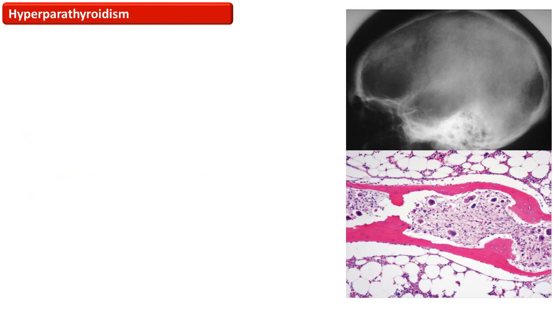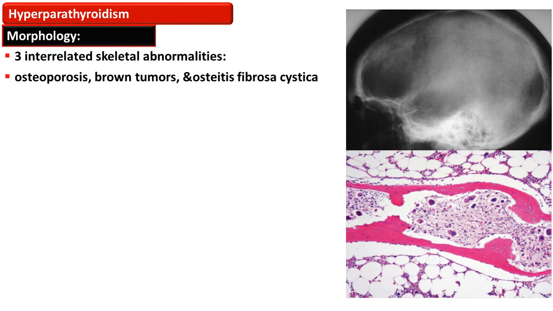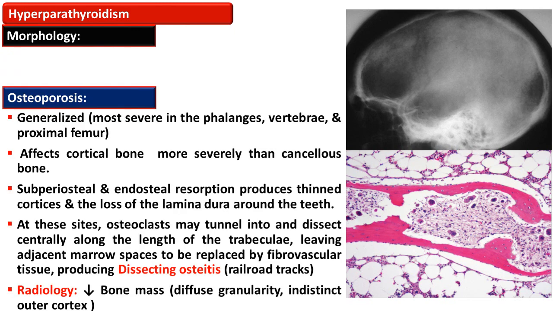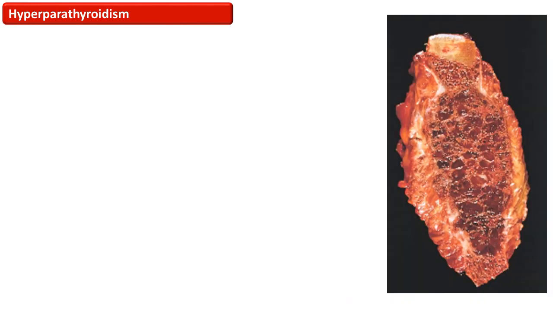Hyperparathyroidism results in bone resorption. It is primary if it results from an autonomous hyperplasia or adenoma, or secondary to a prolonged state of hypocalcemia. It results in three interrelated morphological alterations: osteoporosis, brown tumor, and osteitis fibrosa cystica. Osteoporosis is generalized, affecting cortical bone more severely, and osteoclasts form characteristic railroad tracks.